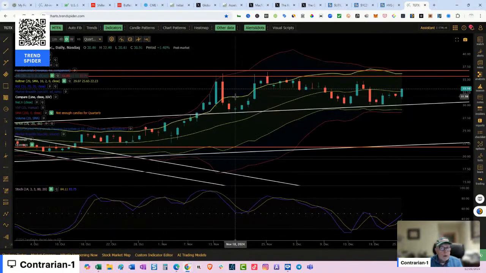Daily view. This is looking really good. I think that they're going to move this up higher. Stochastics moving up. You have a Bollinger Band squeeze that's forming, not quite there yet, but forming. I like the setup. I'm bullish. I think it's going up.